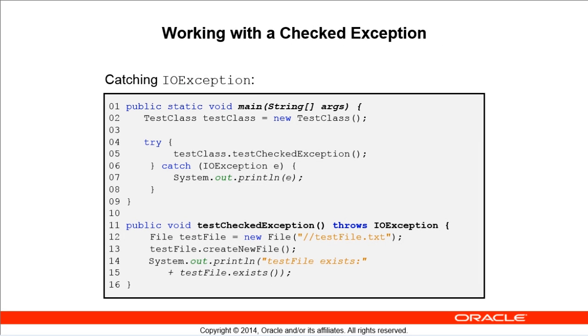This example is handling the possible raised exception by throwing the exception from the testCheckedException method called on line 5 and catching the exception in the caller method. The catch clause on line 6 catches the exception because the path to the text file isn't correctly formatted. System.out.println on line 7 calls the toString method of the exception and will result in a java.io.IOException, explaining that the file name, directory name, or volume label syntax is incorrect.